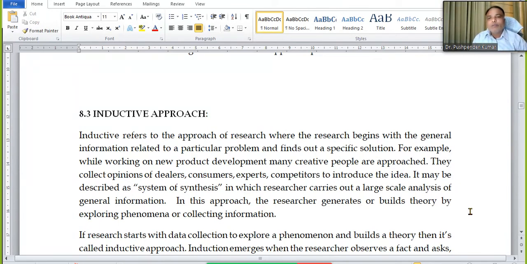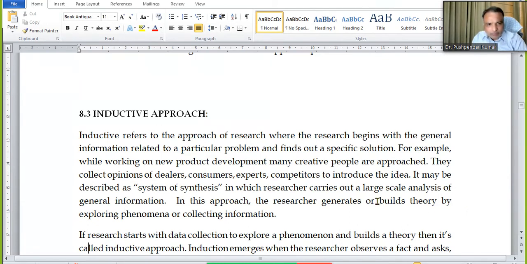For example, while working on a new product development, many creative people are approached. They collect opinions of dealers, consumers, experts, competitors to introduce the idea. It may be described as a system of synthesis in which researchers carry out a large-scale analysis of general information. In this approach, the researcher generates or builds theory by exploring phenomena or collecting information.